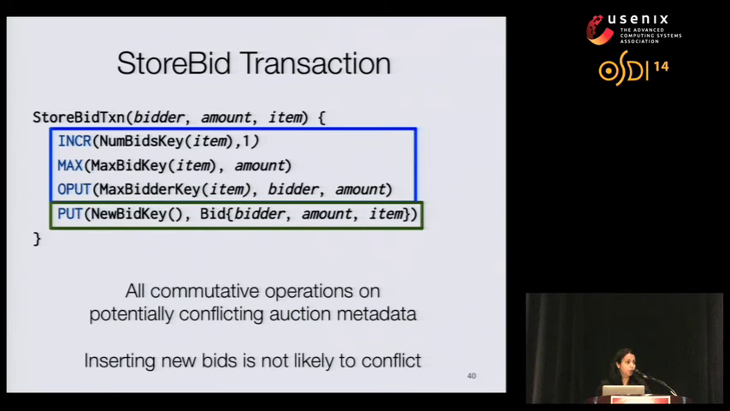The last line is a put, where we're actually writing the bid to a table, and it's not commutative, but most likely this is not going to conflict because we're generating a new key every time, so each bid is going to have a new key.